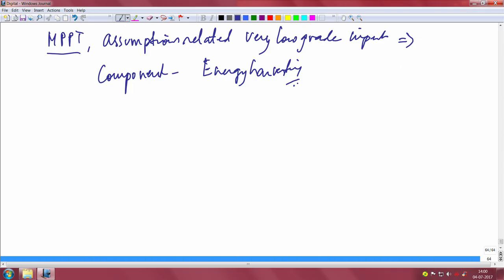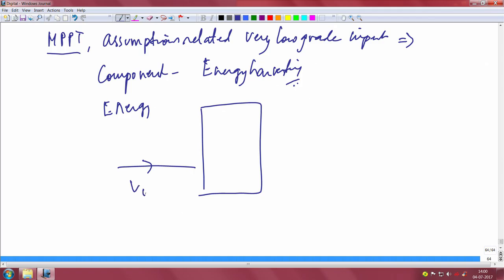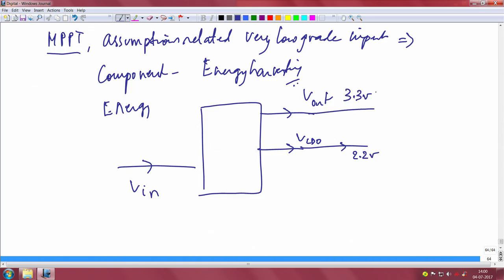It is also possible that energy harvesting chips, if you apply V in here, you basically get two types of outputs. One is called the normal V out, the other is called the V LDO. This is typically around the 2.2 volt range, and this could be what you connect to the output loads, which is 3.3 volts. Input is low grade, right.